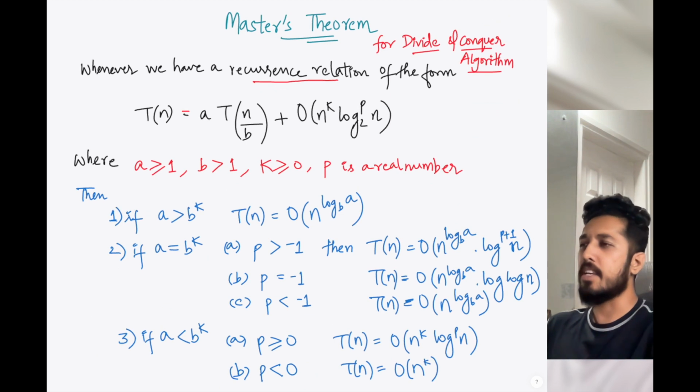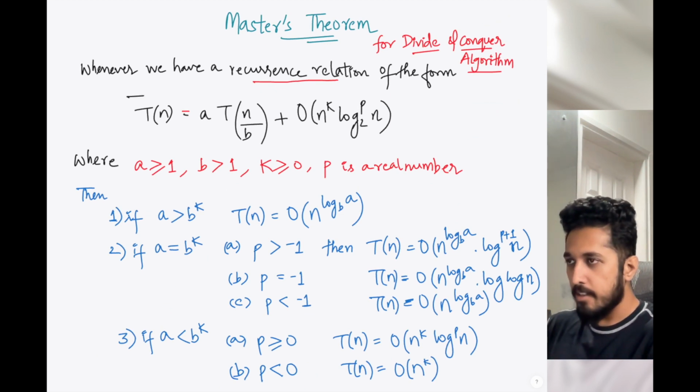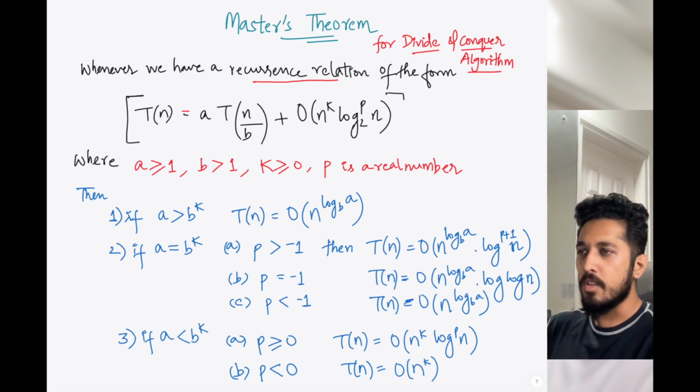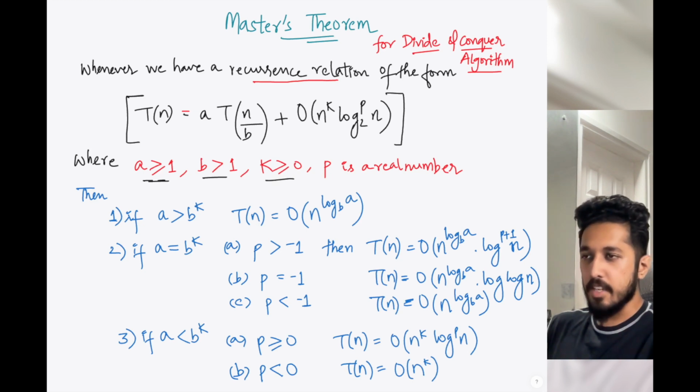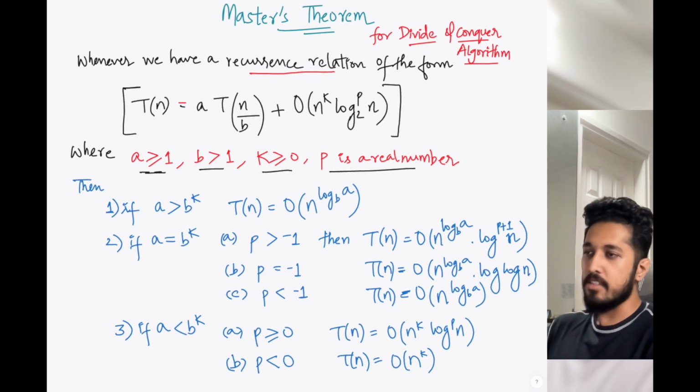Now Master's theorem says that whenever we have a recurrence relation of this form, T(n) equals a T(n/b) plus big O of n^k log^p n, where a is greater than or equal to 1, b is greater than 1, k is greater than or equal to 0, and p has to be a real number. Then, only then, there are three conditions: a is greater than b^k, a is equal to b^k, or a is less than b^k.